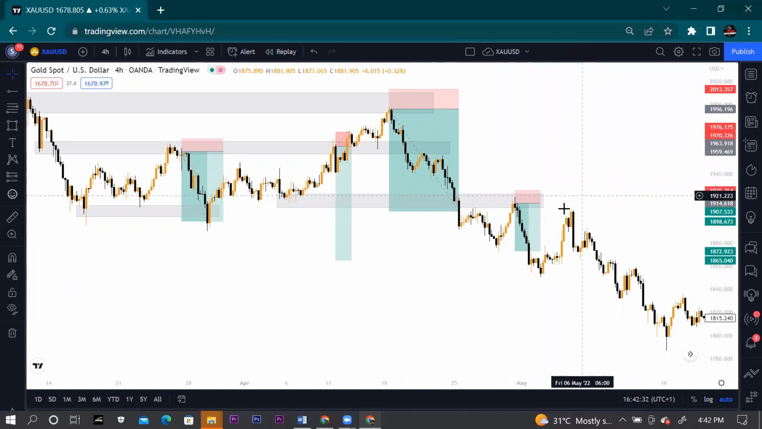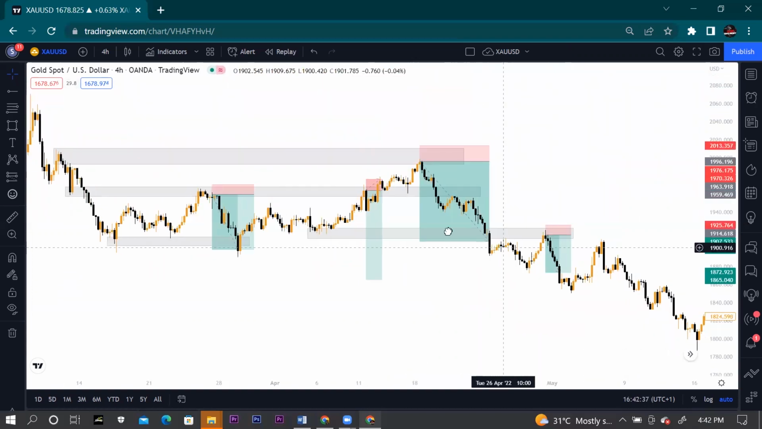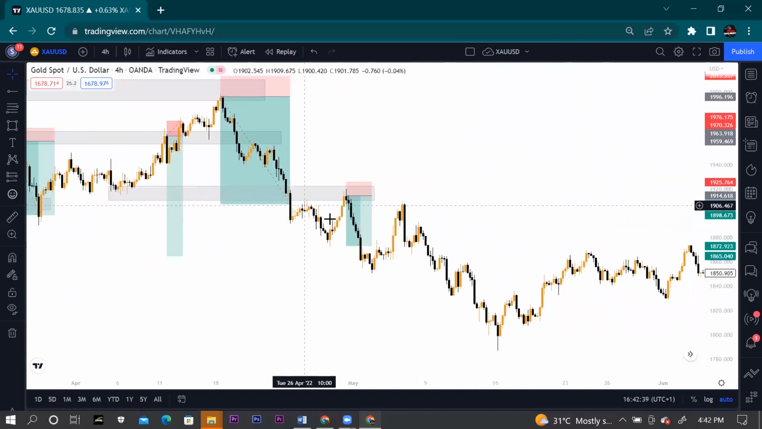Fine. So now when the market broke this level, we've had 3 successful trades so far. So when the market broke this level, where is the lowest point again? Just keep marking the zones, the F1 zones. This is the lowest point here.